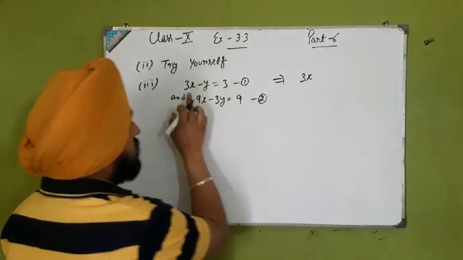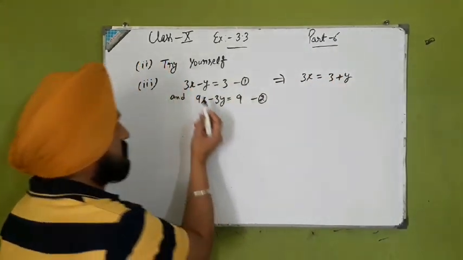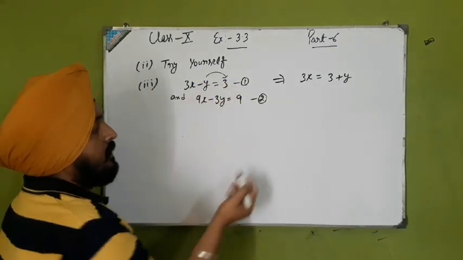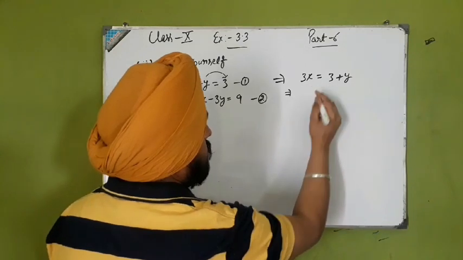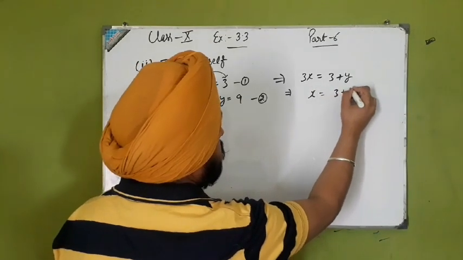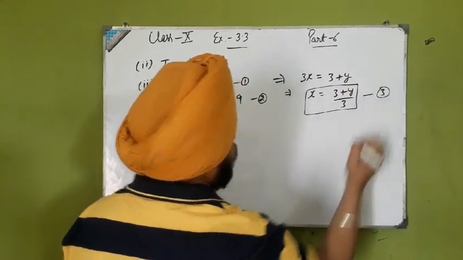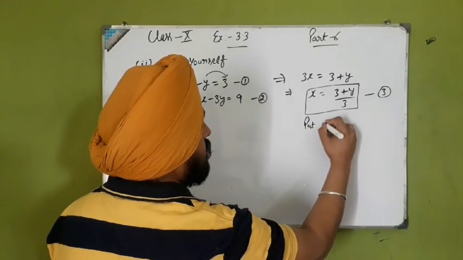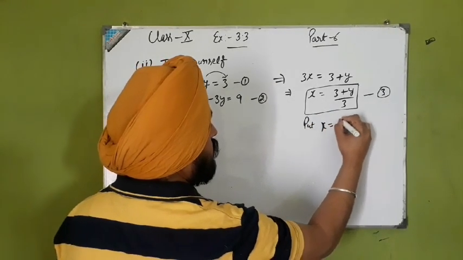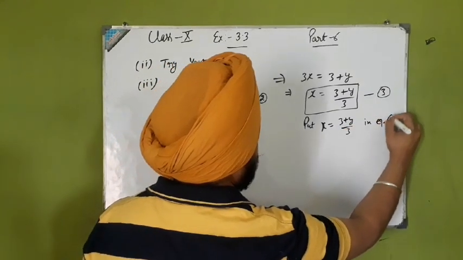So first of all, 3x will be equal to 3 plus y. This minus y will go to the right side. After that, x will be equal to (3 plus y) over 3. Let it be equation number 3. Put this value, put x equal to (3 plus y) over 3 in the second equation.